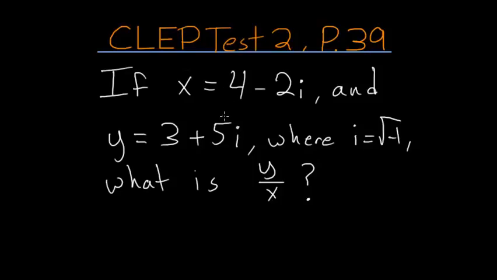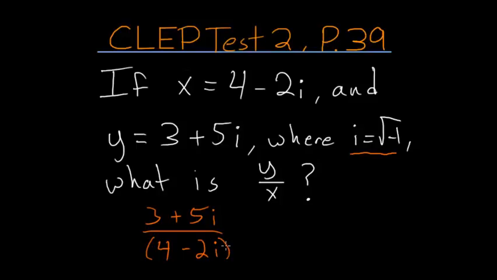If x is equal to 4 minus 2i, and y is equal to 3 plus 5i, where i is equal to the square root of minus 1, then what is y divided by x? So we have (3 plus 5i) divided by (4 minus 2i). And the way to divide complex numbers is to multiply this bottom complex number by its conjugate.